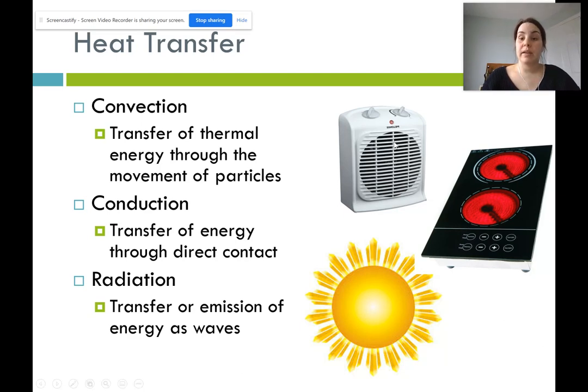If you've ever used, say, a space heater before, you're heating yourself or the room by convection. The warm particles of gas that are coming from the space heater is what's actually heating your room. Okay, so that would be convection.